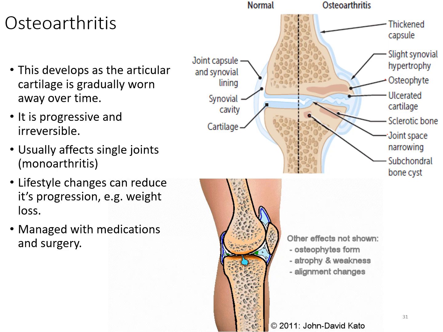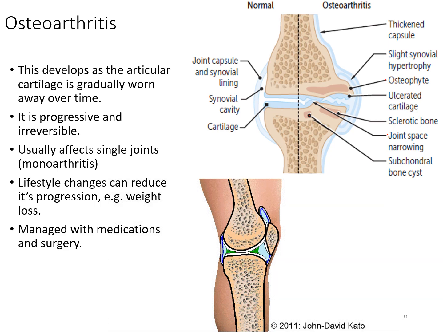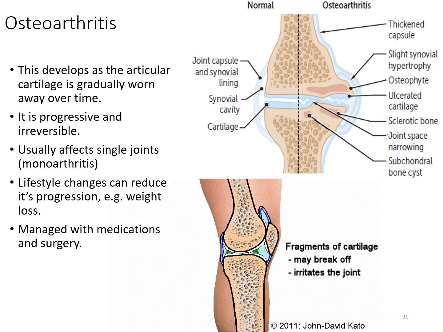That geode thing is your little bone cysts. Yeah, subchondral cysts. There we go. There's a progression of osteoarthritis. Marvellous.